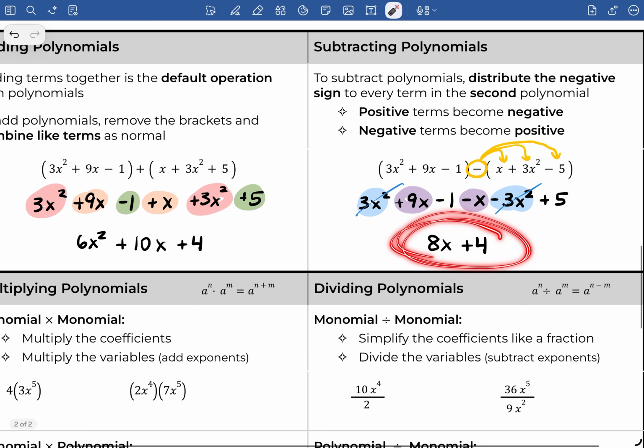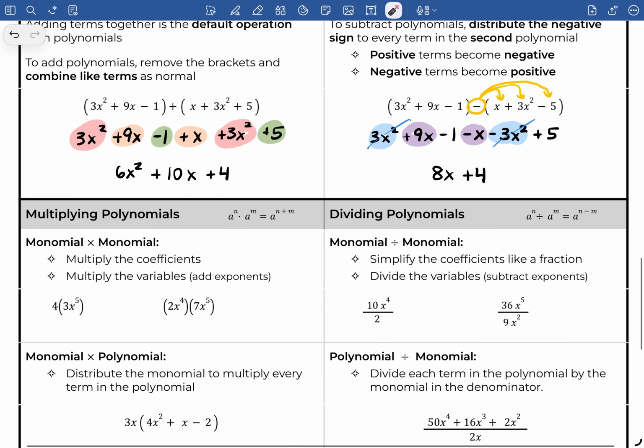Can we join these two things together to give us 12x? No, they are not like terms. This one has an x, this one does not, so they cannot join together. This is just our final answer. Okay, any questions on that stuff there? So up until this point, when we join stuff together, the variables are not changing.